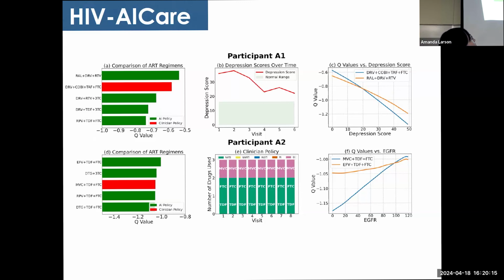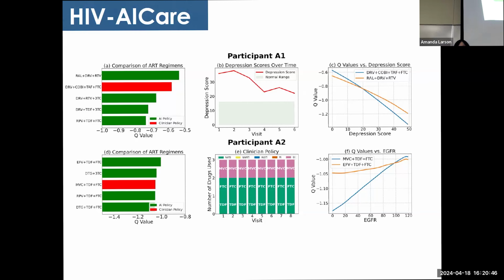A very interesting finding. By the way, the blue line is the clinician's treatment, and the orange one is what we recommended. We can see that when this person is relatively not depressed, when the depression score is small, the clinician's recommendation is actually the best. Their Q value is higher. However, when the depression score is large, our policy wins.